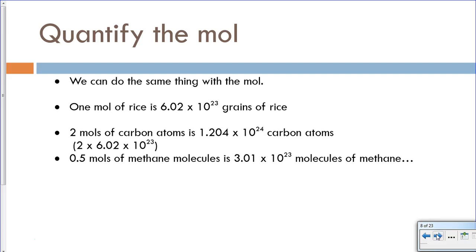So, quantifying the mole. We can do the same thing with the mole. 1 mole of rice is 6.02 times 10 to the 23rd grains of rice. 2 moles of carbon atoms is 1.204 times 10 to the 24 carbon atoms, which is really just 2 times that mole number. And we can even do 0.5 of a mole. 0.5 of a mole would be just taking that 6.02 and multiplying it by 0.5. And you guys can take a look at this too. This number is way more complex than this one. That's strictly why chemists use the mole, just to package up large amounts of something.